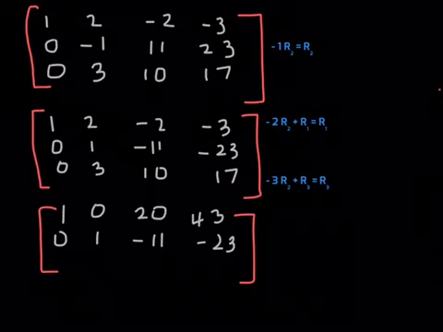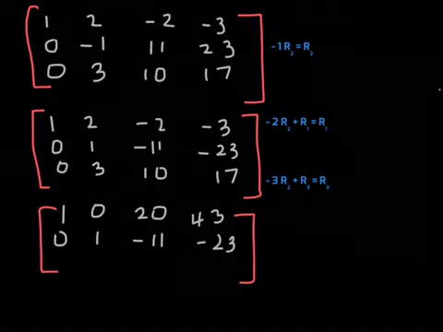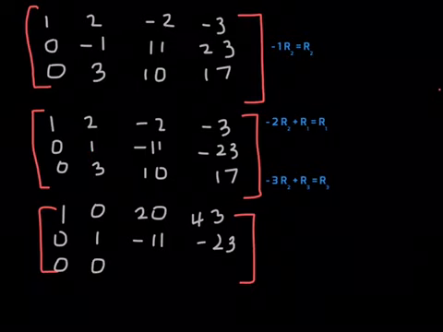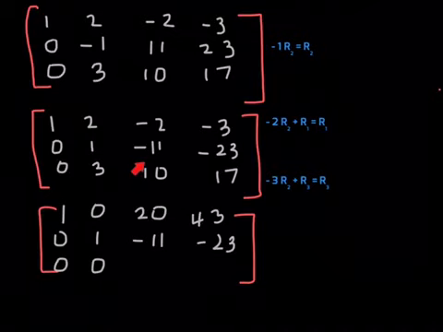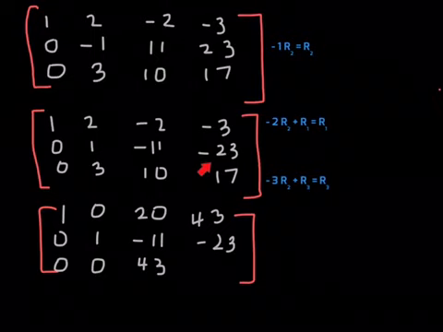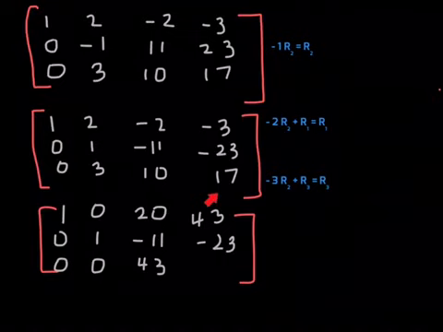Now my row 3 is going to change. I'm going to multiply row 2 this time by negative 3 and then add it to row 3, and that'll be my new row 3. 0 times negative 3 is 0, plus 0 is 0, so that 0 doesn't change, thank God, because we worked hard for that. 1 times negative 3 is negative 3, plus 3 is 0. Negative 11 times negative 3 is positive 33, plus 10 is 43. Negative 23 times negative 3 is positive 69. Positive 69 plus 17 is 86.